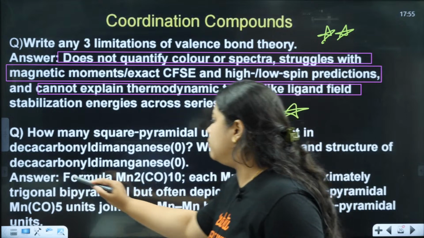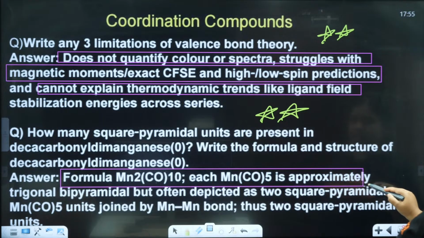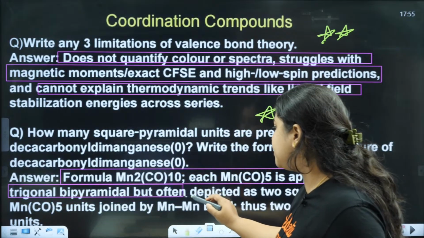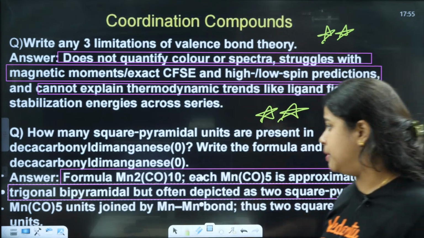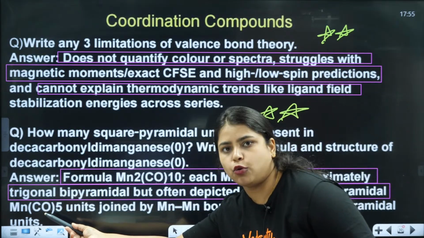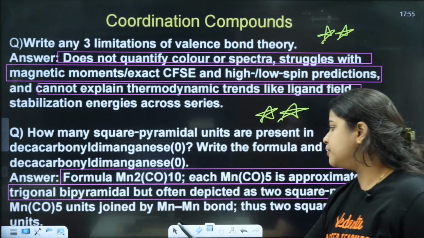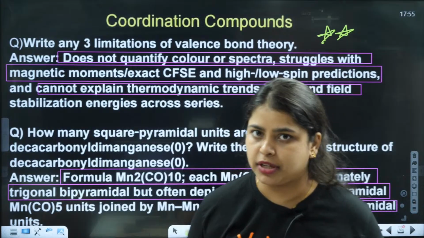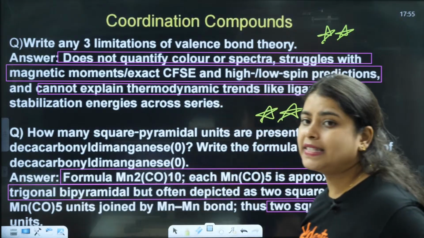So the formula is Mn2(CO)10. Each Mn(CO)5 is approximately trigonal bipyramidal, but often depicted as square pyramidal, and the two Mn(CO)5 units are joined by an Mn-Mn bond. Thus the two square pyramidal units are formed this way. Mn-Mn bonding happens between the Mn(CO)5 units. Clear?